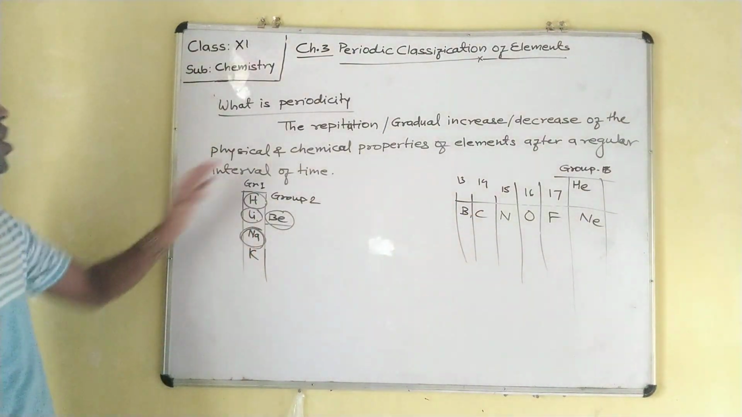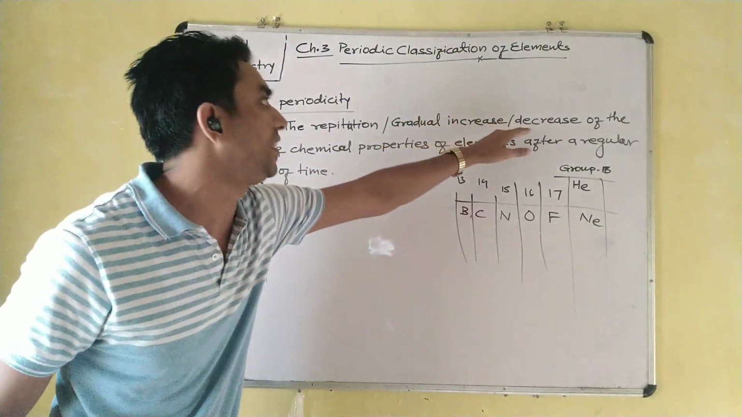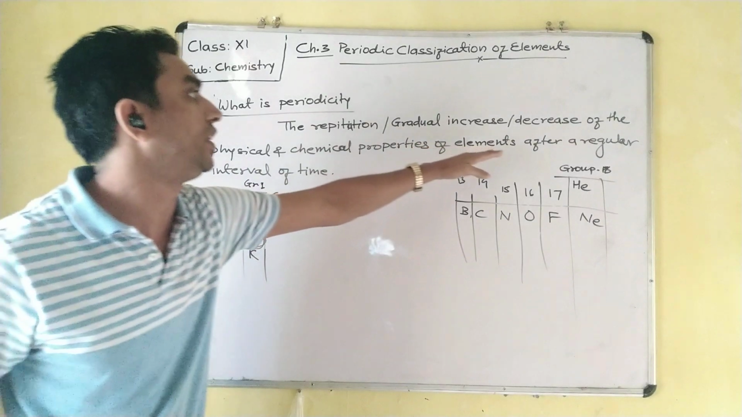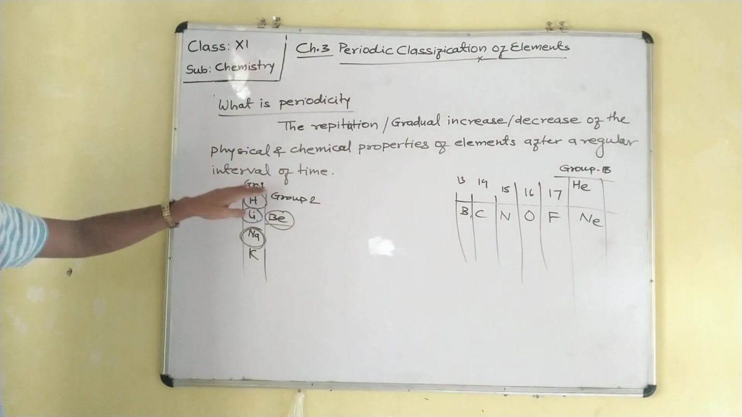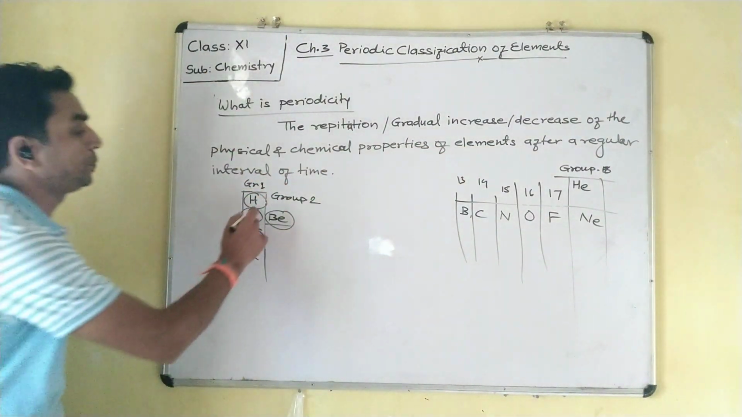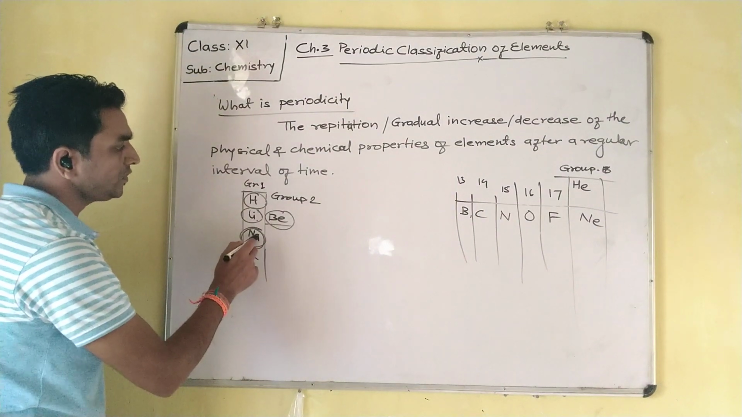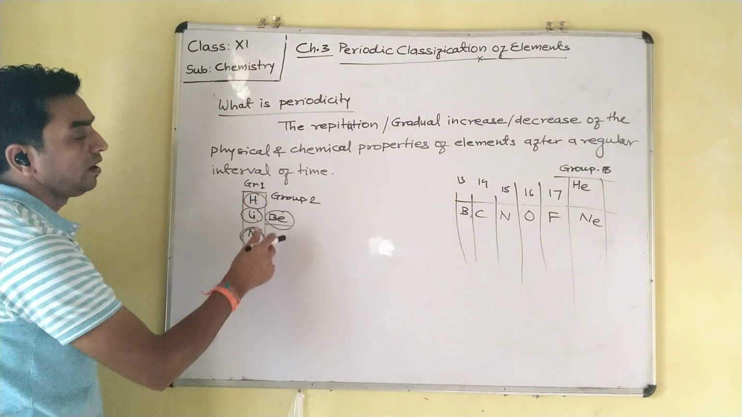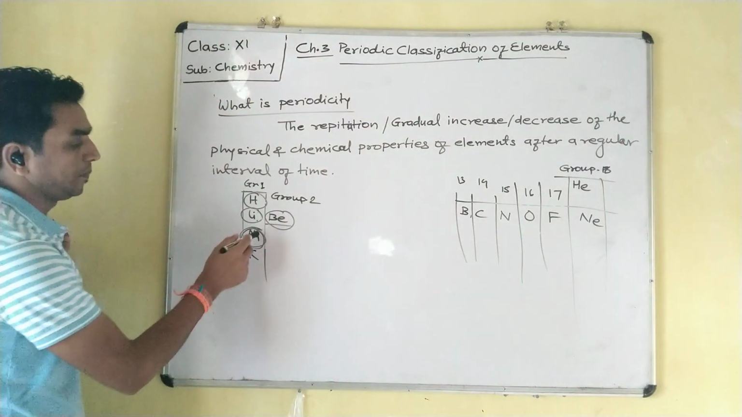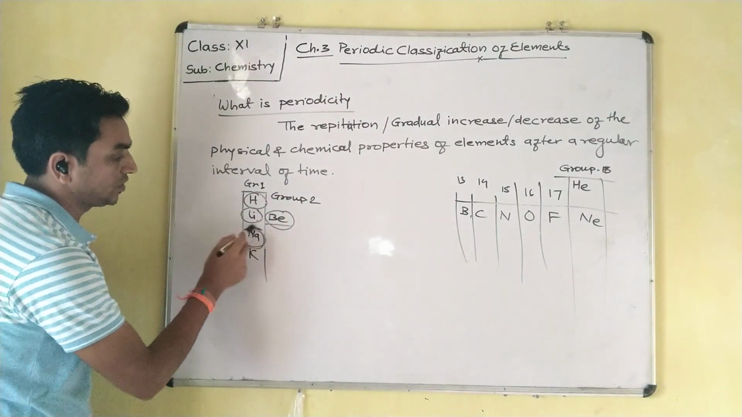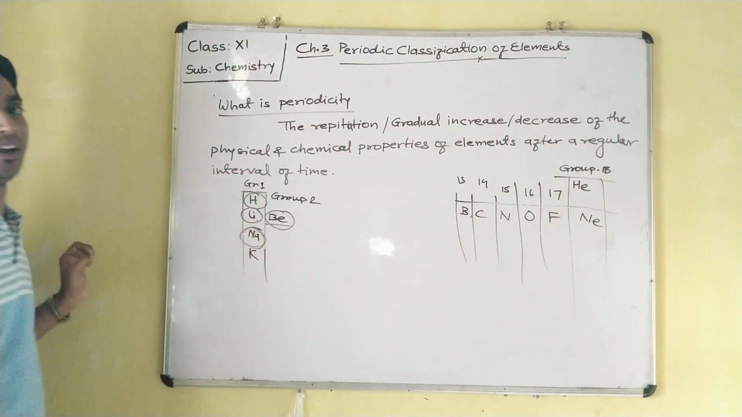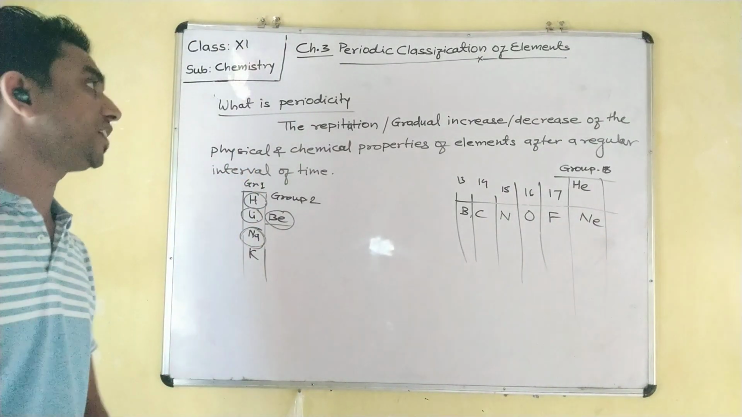So the repetition or gradual increase or decrease of the physical and chemical properties of the elements after a regular interval of time is known as periodicity, because it comes periodically. After each fixed interval of time, the element again shows similar properties, so it is known as periodicity.